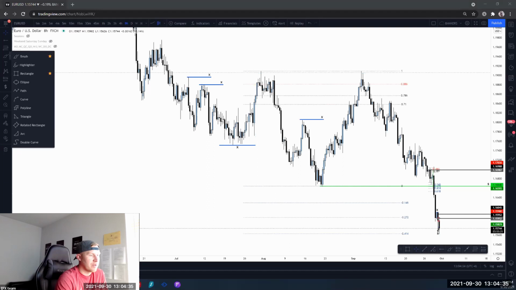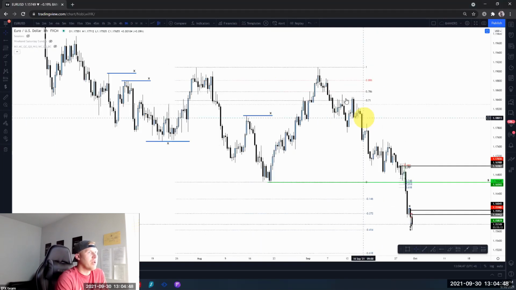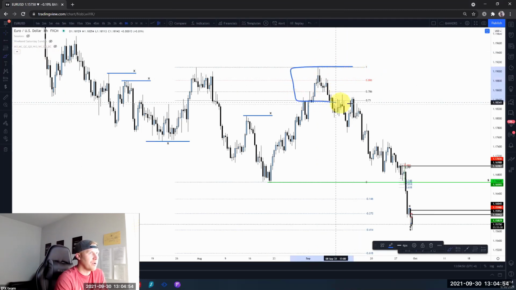Let me just fix this highlighter. Right, so we were looking at this area here, right? Now, granted, this came up really, really high here, and then, you know, it never broke this high. It still respected this. But all we're doing from this point of view, right, is somewhere in this kill zone is looking for price to turn and break structure, which we did.